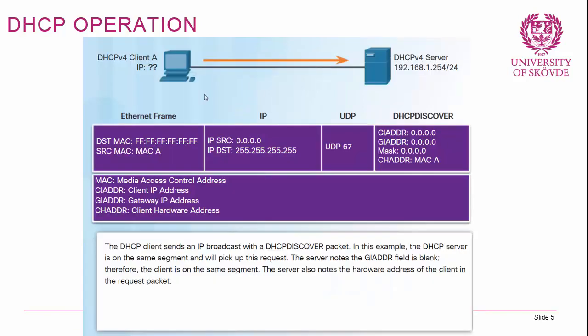And looking deeper at the operation, you should really emphasize this: the first packet, the discover packet, is sent as a broadcast, and it's sent to the destination MAC of all FFs, so that's the layer 2 broadcast address, and it's sent over UDP port 67 and other nice stuff that you may not have to know about.